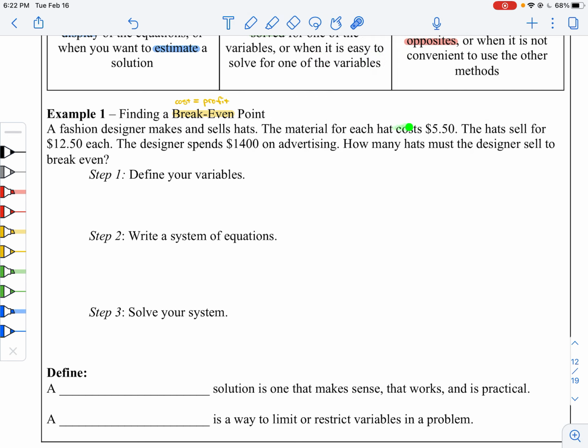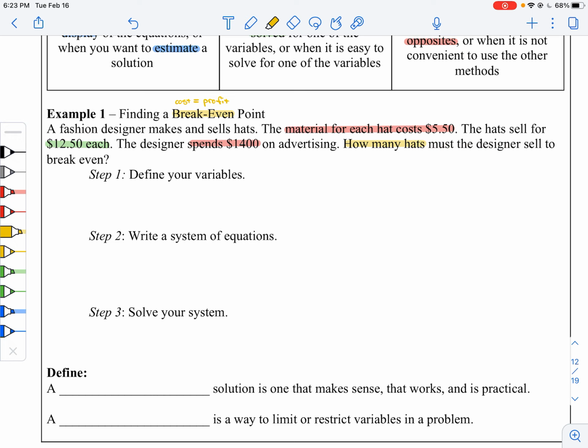The material for each hat costs $5.50, and the hats sell for $12.50 each, so that's profit, so I'm going to make that green. The designer spends, here's another deficit, $1,400 on advertising. How many hats must the designer sell to break even? So the question that we're going to want to answer is how many hats?